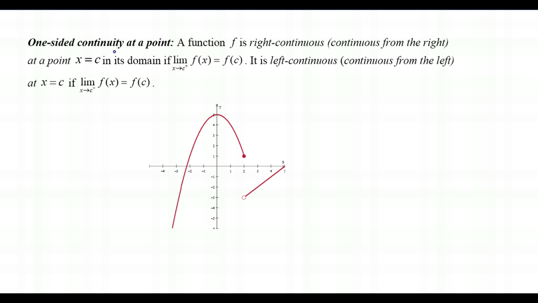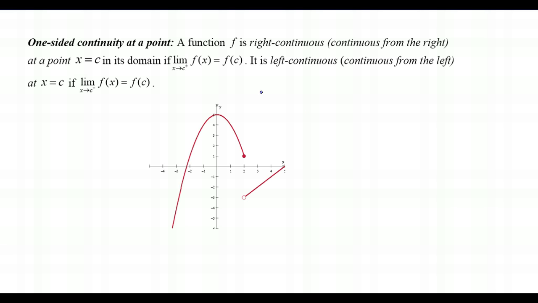Now, it is also possible to have one-sided continuity at a point. A function f is called right continuous, or continuous from the right, at a point x equals c in its domain if the limit as x approaches c from the right of f of x equals f of c. So if the limit from the right equals the defined function value. And a function is left continuous, or continuous from the left, at x equals c if the limit as x approaches c from the left side of the function equals the function value. So that's where the filled-in circle is.